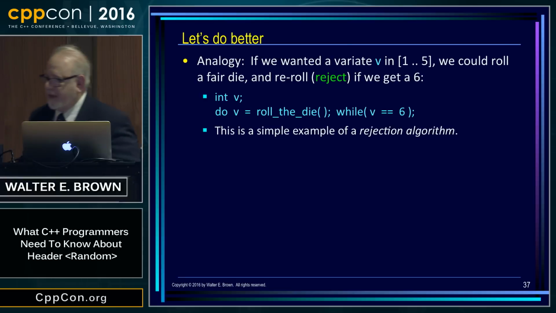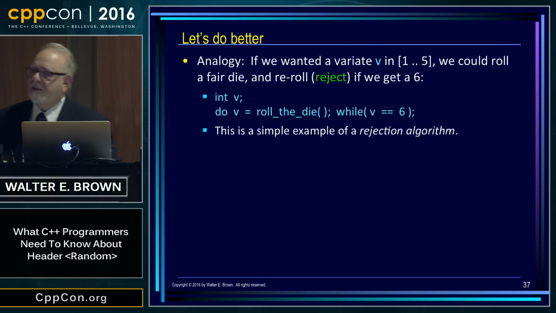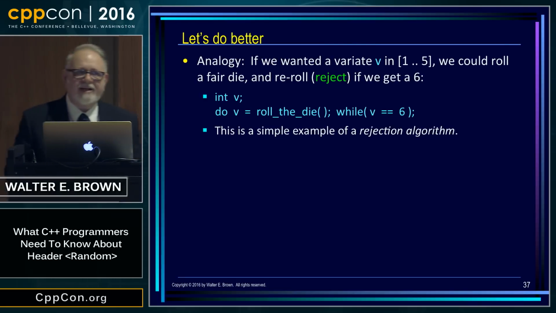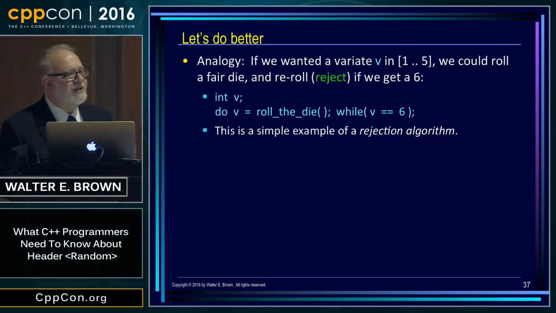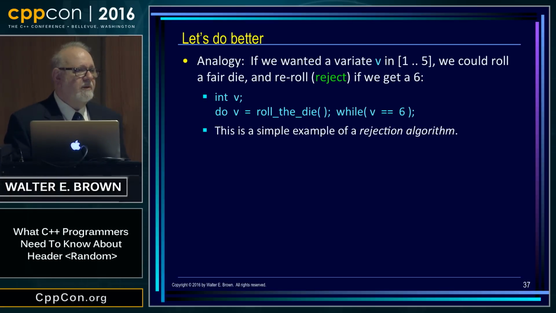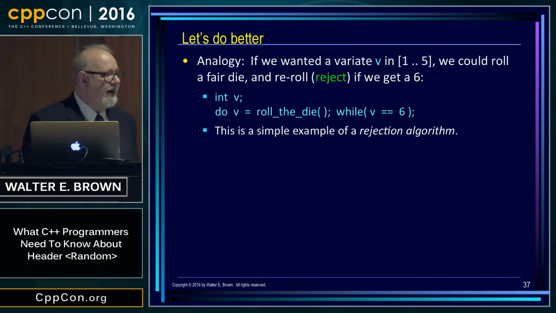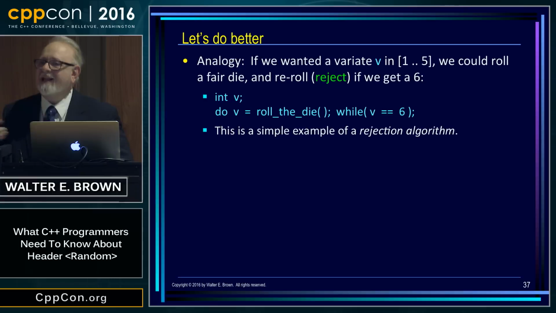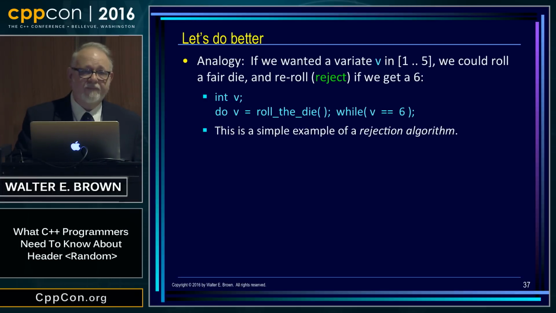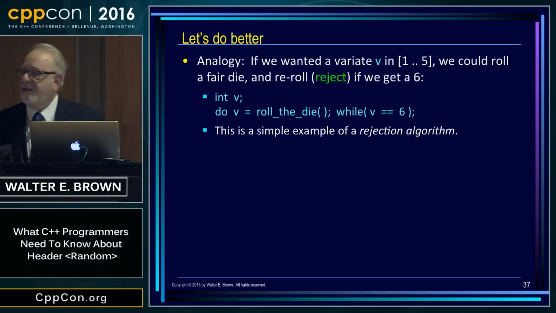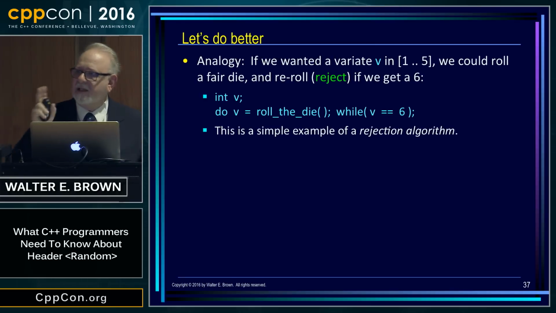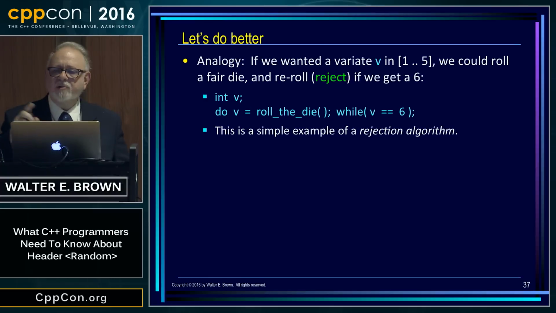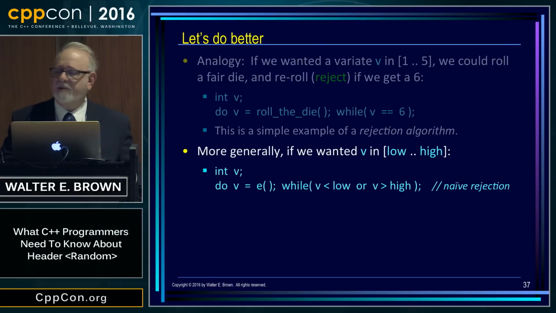Now, I'm not aware of many curricula that teach categories of algorithms called rejection algorithms. But it is a classification for algorithms, right? Where you do the work, see if you like the answer, and if not, reject it and do it again. Okay? So let's take this and just slightly tweak it. Suppose I don't know that it's going to be 1 to 5. Let's say I've got some lower and some upper bound, low and high.